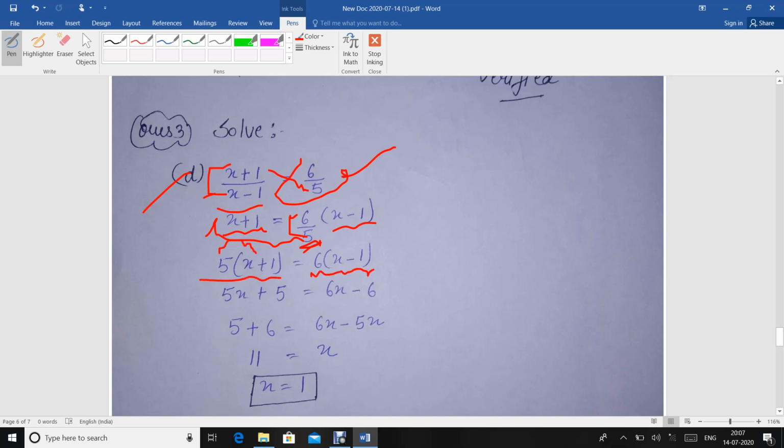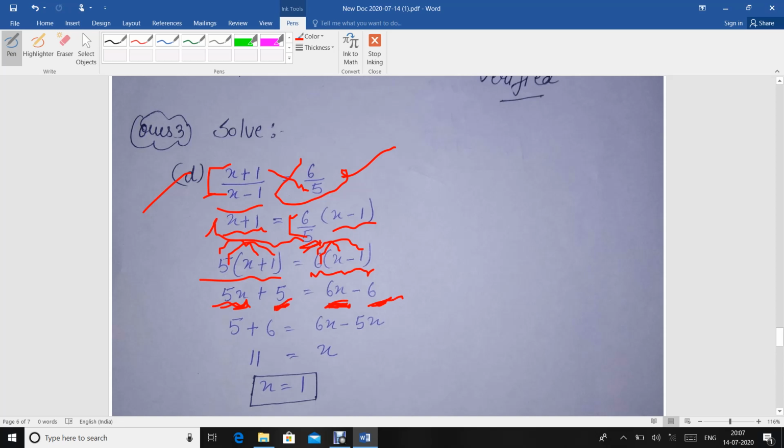So here 6 multiplied by x plus 1 is equal to 5 multiplied by x minus 1. Now 6 multiplied by x is 6x plus 6 multiplied by 1 is 6. Similarly, 5 multiplied by x is 5x minus 5 multiplied by 1 is 5. Now collect the variables, means collect the literal factors and separate the constant terms. As you can see, the literal factors are 6x and 5x and the constant terms are 6 and 5.